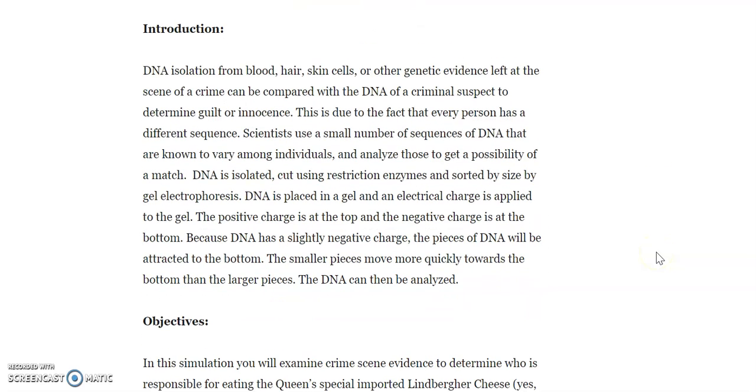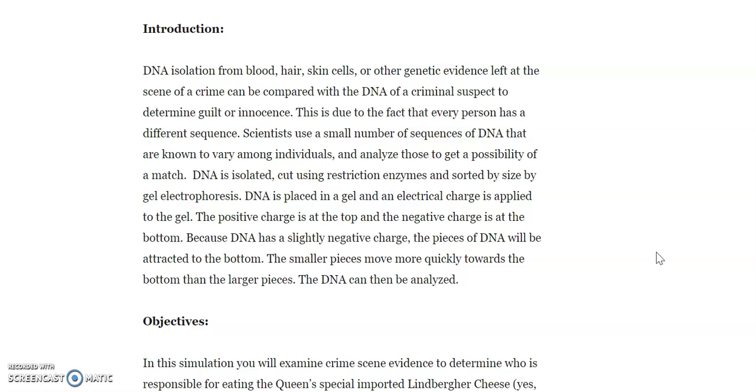So here's our introduction. DNA isolation from blood, hair, skin cells, or other genetic evidence left at the scene of a crime can be compared with the DNA of a criminal suspect to determine guilt or innocence. This is due to the fact that every person has a different sequence. So we each have our own sequence of DNA. Scientists use a small number of sequences of DNA that are known to vary among individuals and analyze those to get a possibility of a match. DNA is isolated, cut using restriction enzymes, and sorted by size by gel electrophoresis. So that's what we're going to be looking at today.